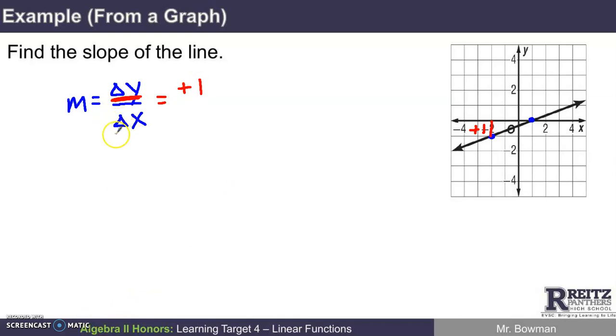On those same 2 points, how much did x change by? Well, we started here. We went over, I believe, 3. We increased by 3. So positive 3 is my delta x, and I get a slope of 1/3.